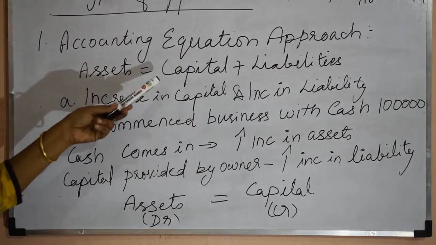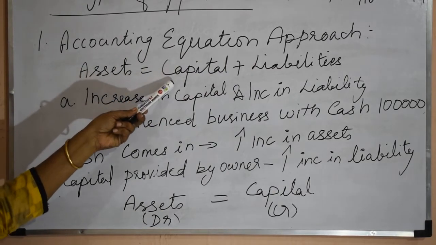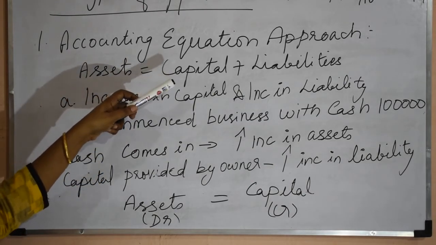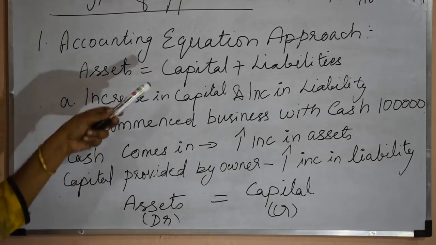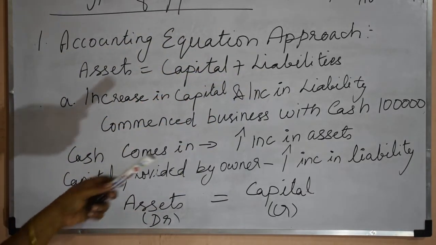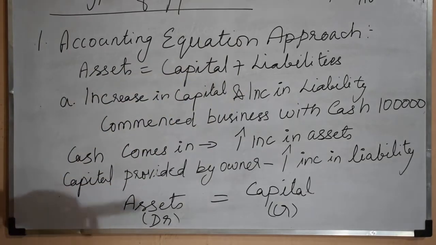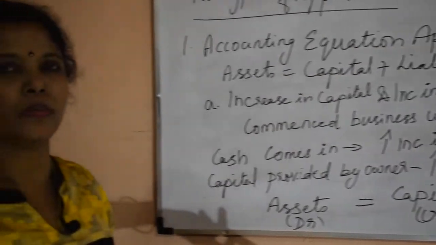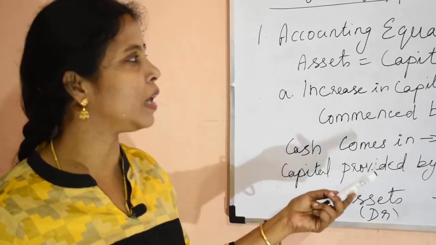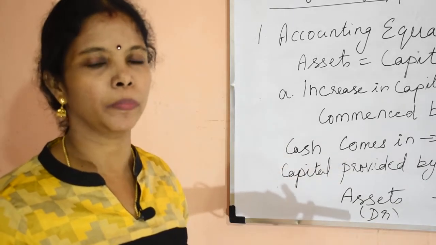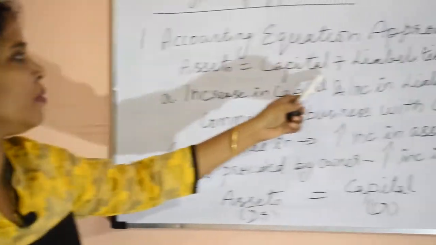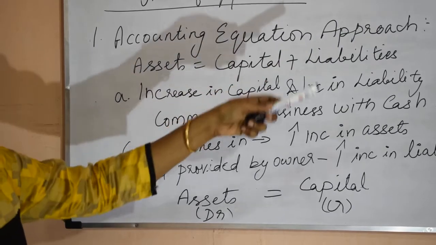Here capital means the person who is investing some money in the business for commencing or starting the business. He is giving some amount to the business, that we can say is capital. Liability means the creditors. The creditors are the people who supply goods and services for the growth of the business, or lend some money to the business. We can say him as a creditor. Here capital and the liabilities both comprise the liabilities.